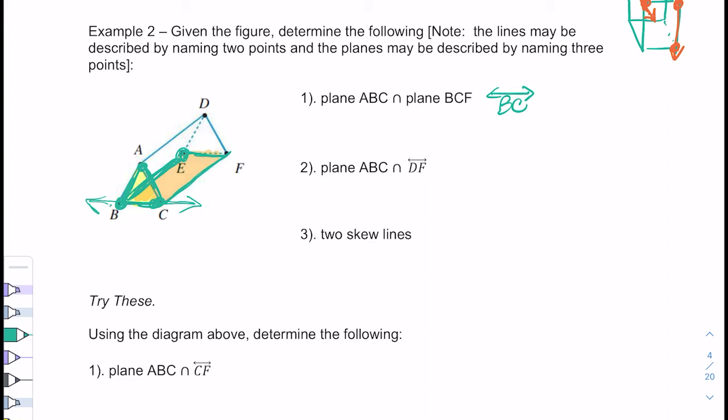In number 2, it says, what is the intersection of plane ABC and line DF? Okay, so let's take a look. So we've got plane ABC, which we saw earlier, is just this triangle right here, and line DF. So line DF is this line right here. Do they intersect at all? No. So the answer is no solution or empty set.